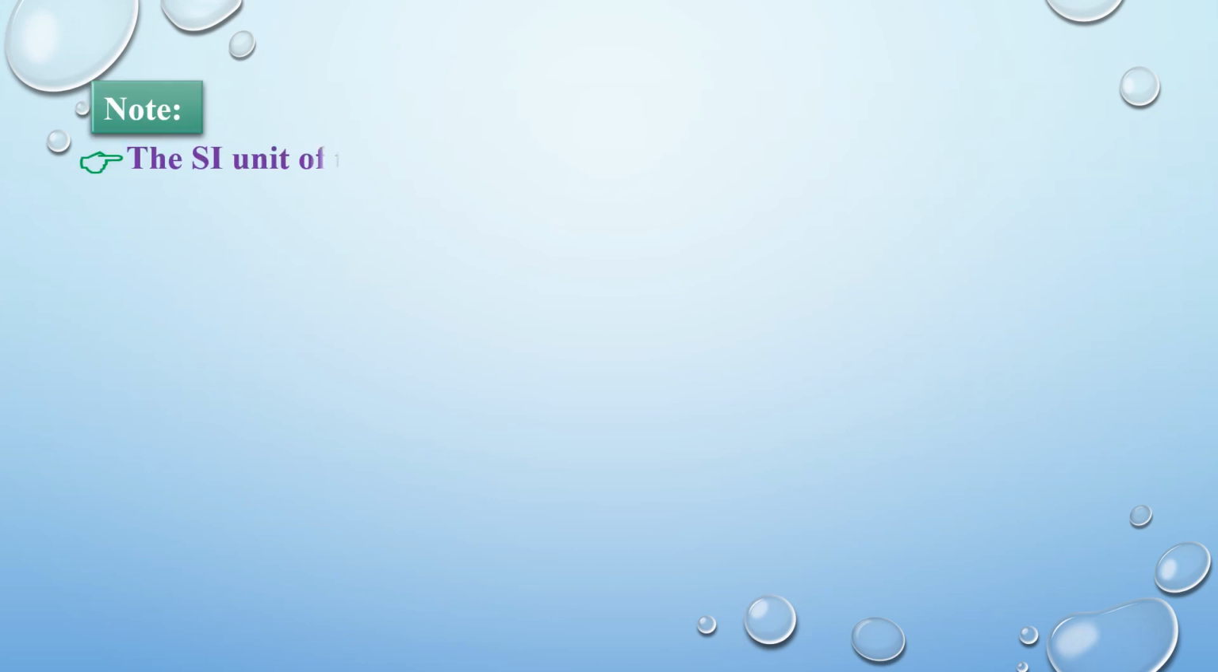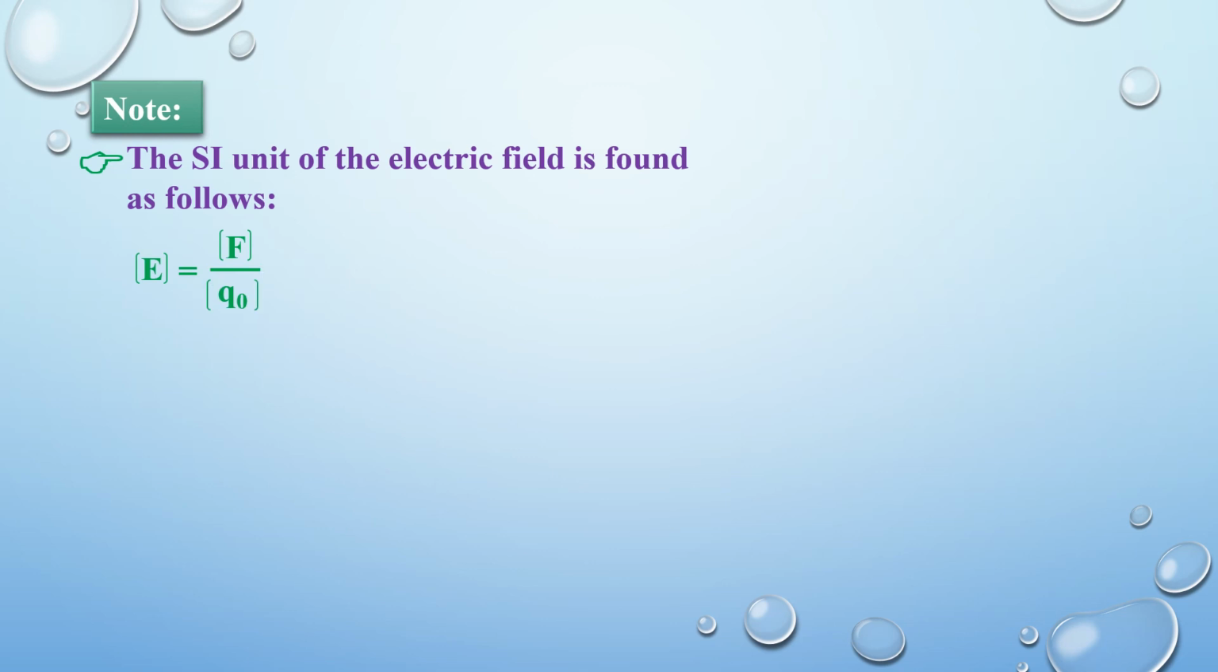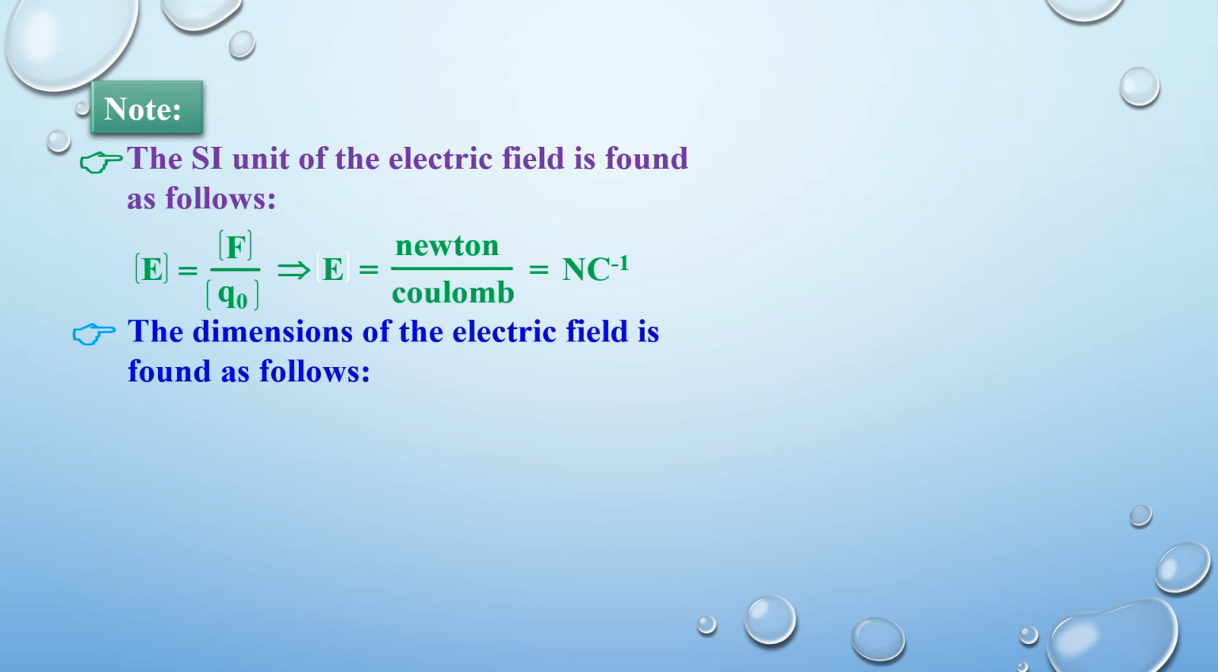Please note that the SI unit of electric field is found as follows, where electric field is given as force upon charge. We know SI unit of force is Newton and SI unit of charge is Coulomb. Hence, you can write the SI unit as Newton per Coulomb.